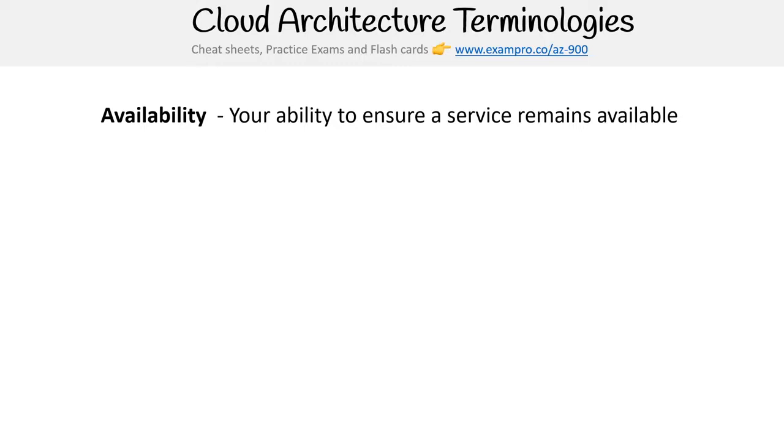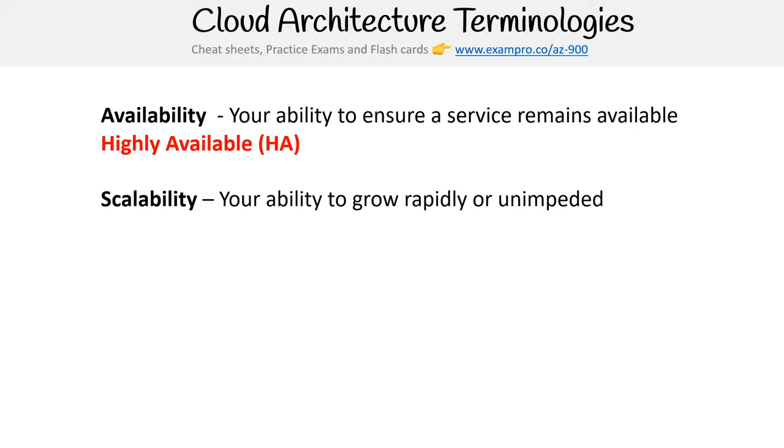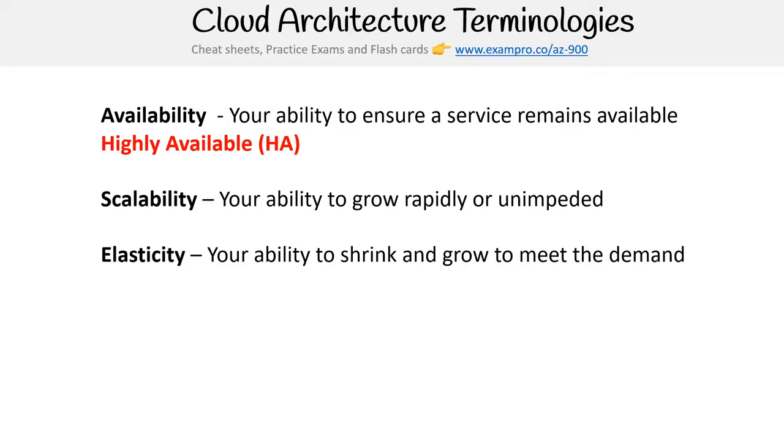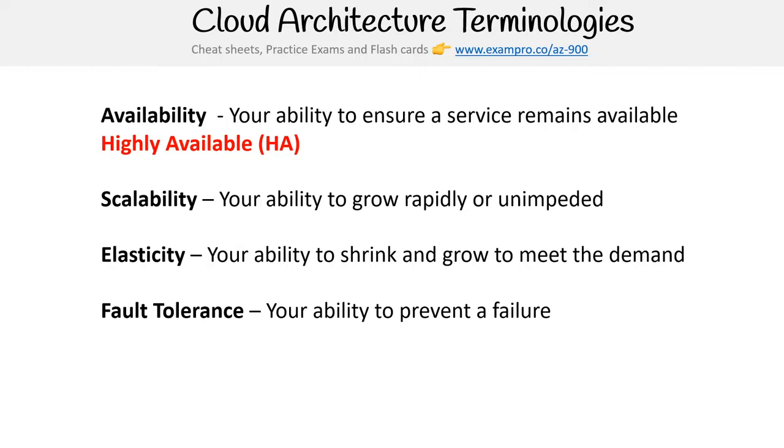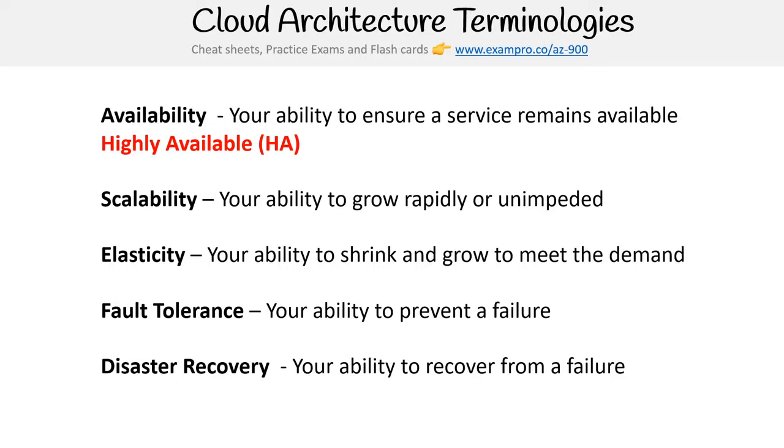and this is your ability to ensure a service remains available. And this is generally known as being highly available or high availability, abbreviated to HA. That's a term you should know. Then we have scalability, so your ability to grow rapidly or unimpeded. Then you have elasticity, so this is your ability to shrink and grow to meet the demand. You have fault tolerance, this is your ability to prevent a failure. Then you have disaster recovery, this is your ability to recover from a failure. And this is known generally as being highly durable or high durability, DR. So there you go.